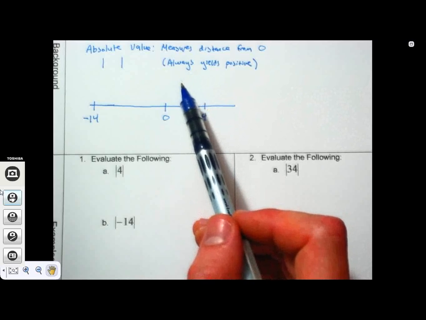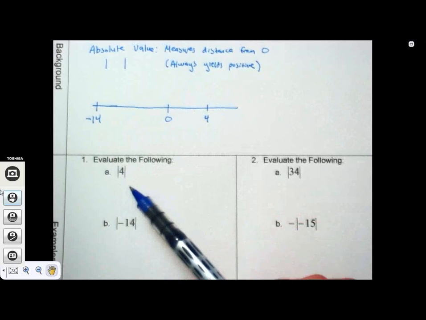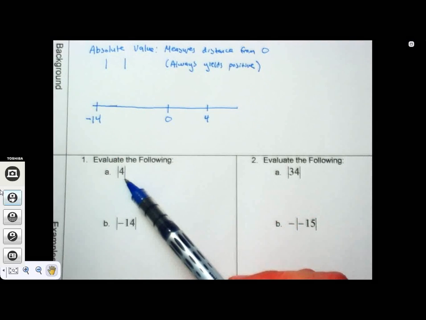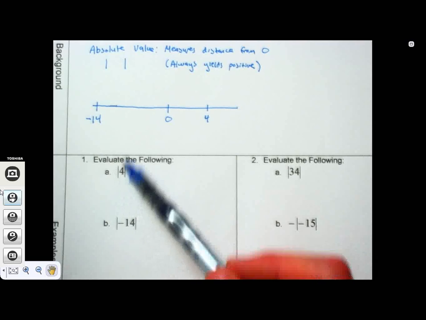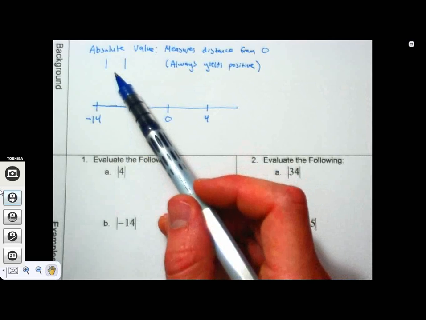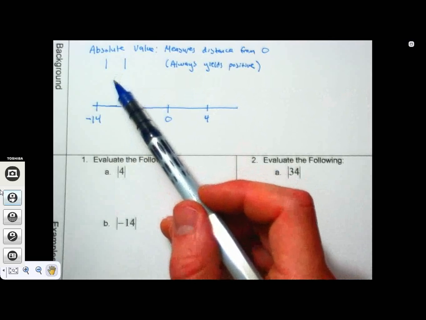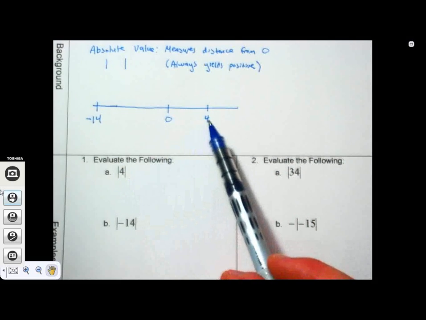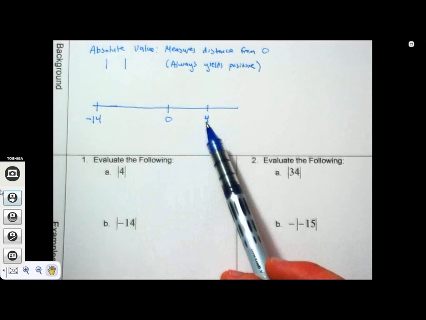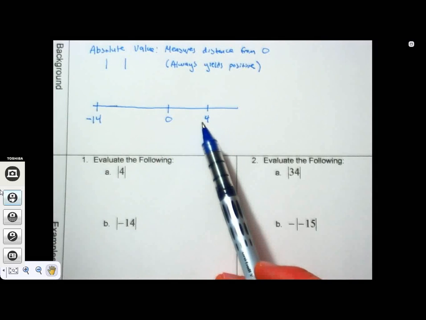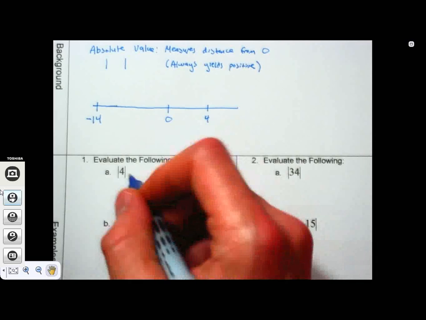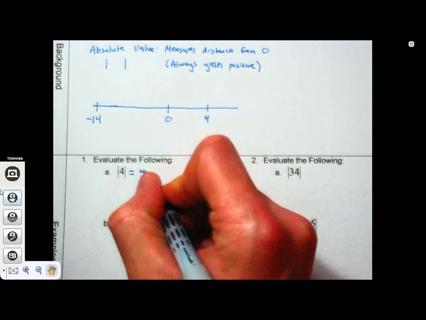So let's take a look at a couple examples. So 1a, we're supposed to find the absolute value of 4. Now how do I know that? Well, notice that there's vertical bars around 4. That's really an indication that we're supposed to find the absolute value of whatever's inside. So I've plotted 4 on a number line, and basically what we're supposed to do if we're finding the absolute value is figure out the distance between 0 and 4. Well, that's 4 units. So the absolute value of 4 is 4.